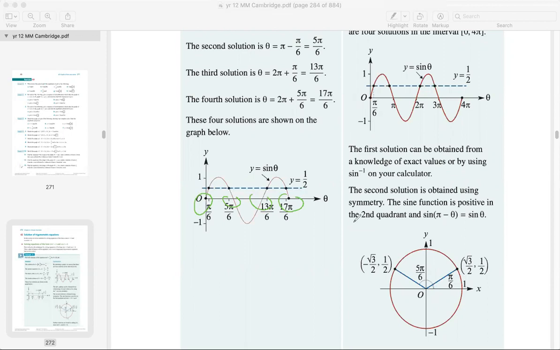Okay, so again, for this type of problem, we just need to make sure we pick the right ones in one revolution or one period. Then we just add multiples of the period to make the other solutions available.